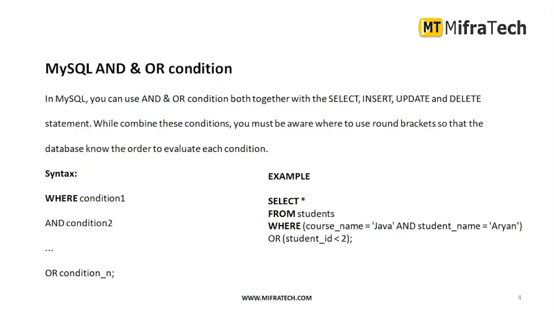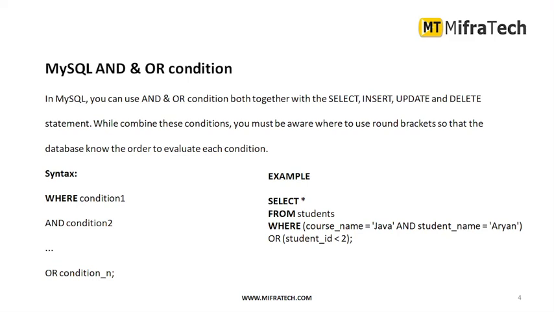MySQL AND and OR conditions when used both. In MySQL, you can use AND and OR conditions together with the select, insert, update and delete statements. While combining these conditions, you must be aware of where to use the round brackets so that the database knows in which order to evaluate each condition. You can see the syntax: WHERE condition AND condition OR condition up to n.